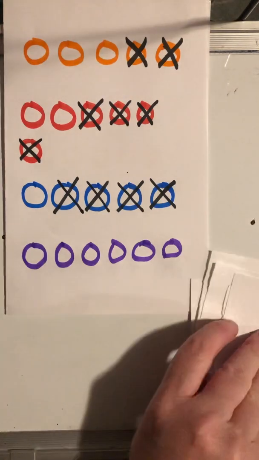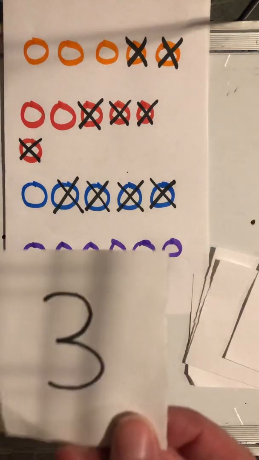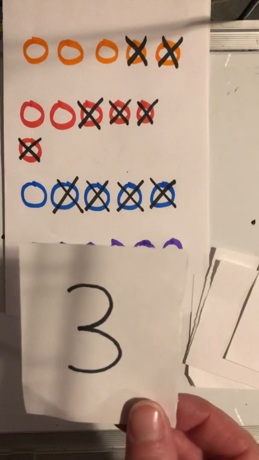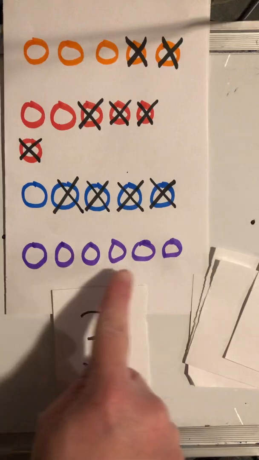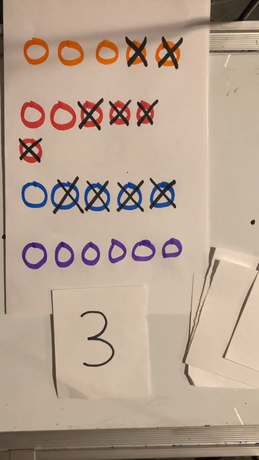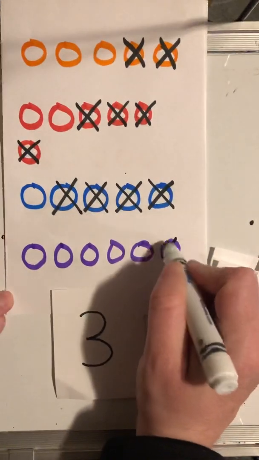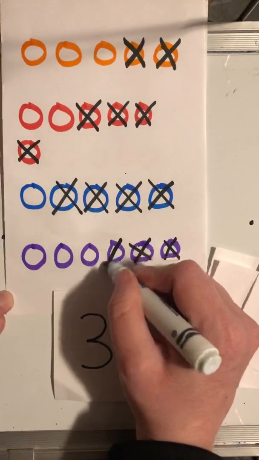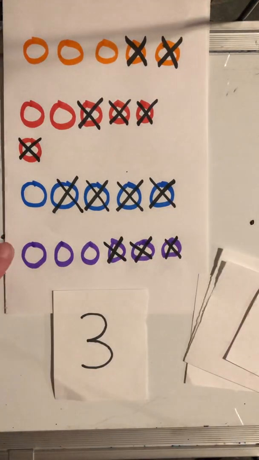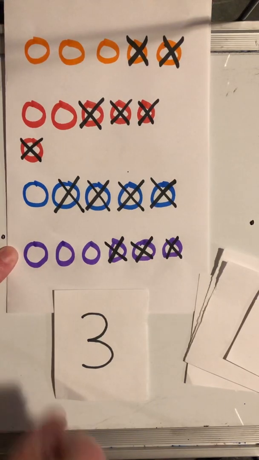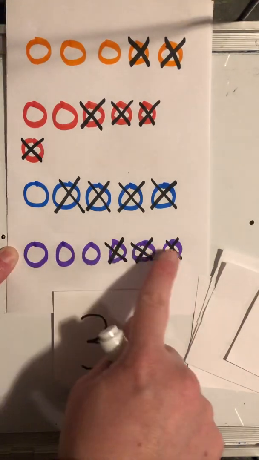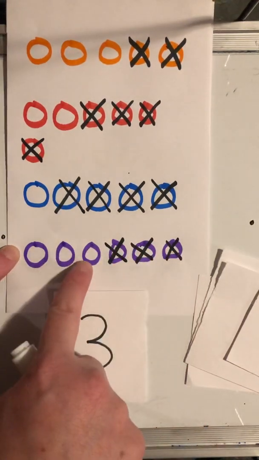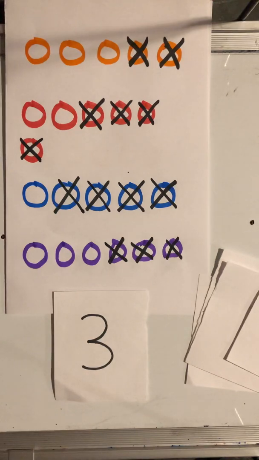So I'm going to pick a number from that pile. And what did I pick? 3. So that tells me how many to cross off. So I had 6. I'm going to cross off 3. 1, 2, 3. How many are left? Yeah, 1, 2, 3. 6 take away 3 leaves me with 3. Isn't that silly? Let's try another one.